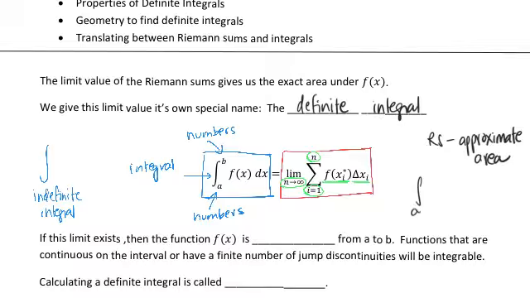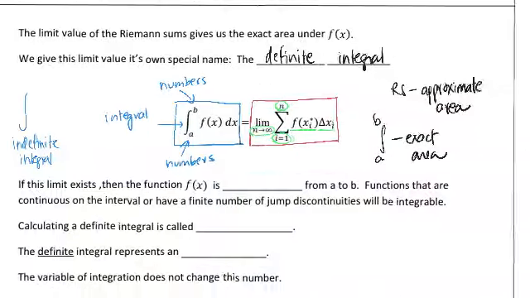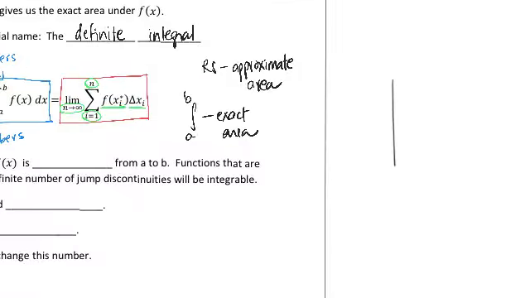The definite integral is exact area. Okay, so this limit, if you remember, we did this problem in class where we actually did the algebra to find the limit of the Riemann sums to estimate the area under the graph of x squared going from 0 to 1, right?